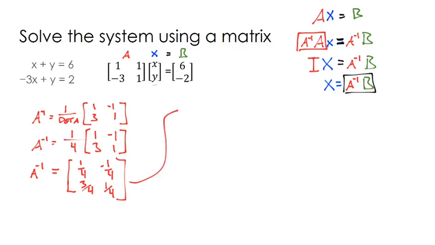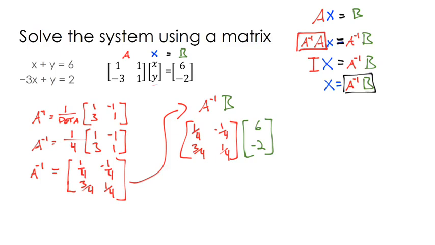So I'm going to come up here to do that. We're going to do A inverse times B. Our A inverse is 1/4, negative 1/4, 3/4, and 1/4, a lot of fractions, times matrix B, which is 6, negative 2. Now, in order to multiply these, we know that we've got a 2 by 2 matrix, and we're multiplying it by a 2 by 1 matrix. So these two numbers tell us that we can multiply them, and the outer numbers tell us that our answer is going to be a 2 by 1 matrix.